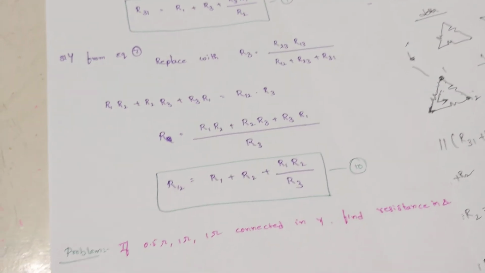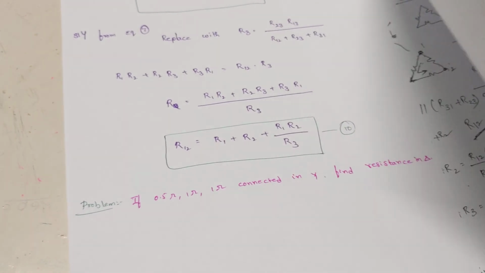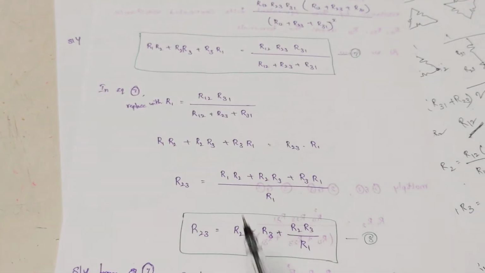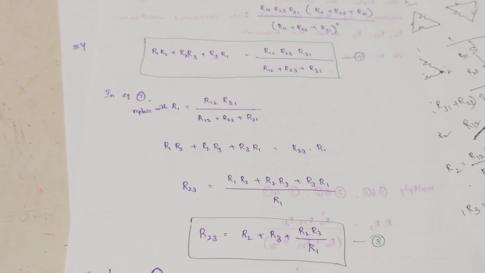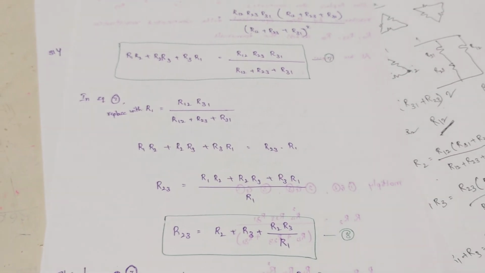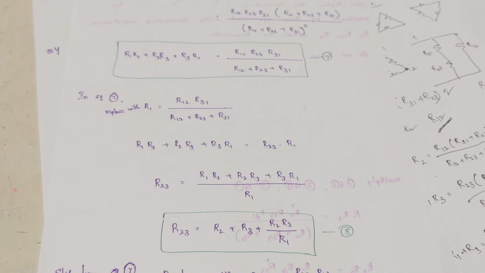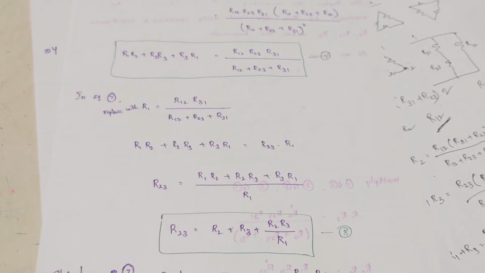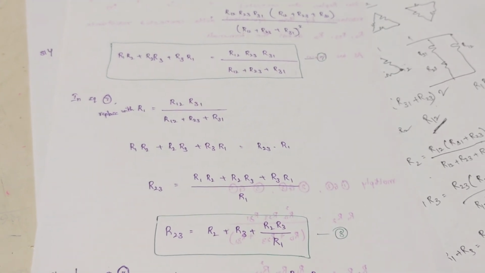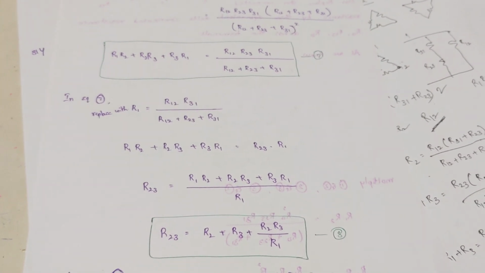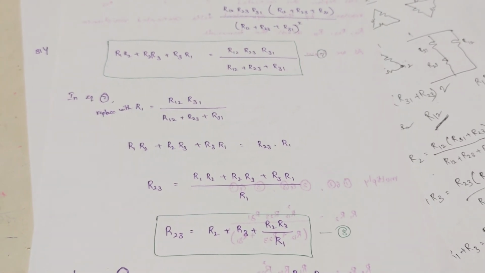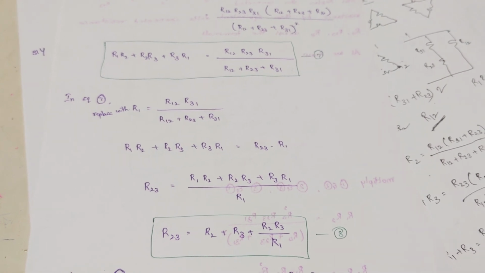So if you know your star values, that means your R1, R2 and R3 values, you can find out your R12, R23 and R31. So if you know the star, you can find out your delta values. So this is your star and delta transformation. Hope you can understand. In next classes we are going to see our numericals. Thank you.